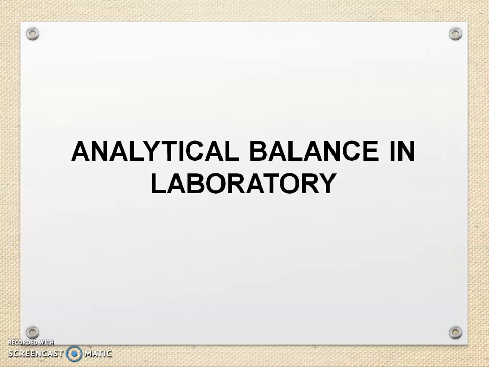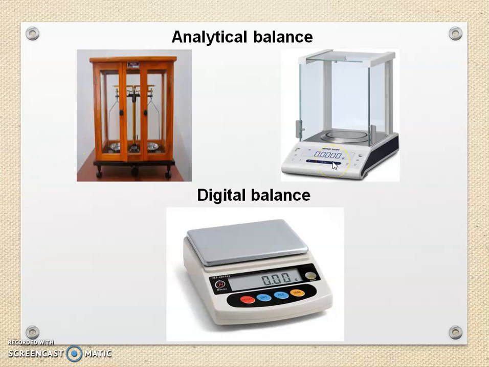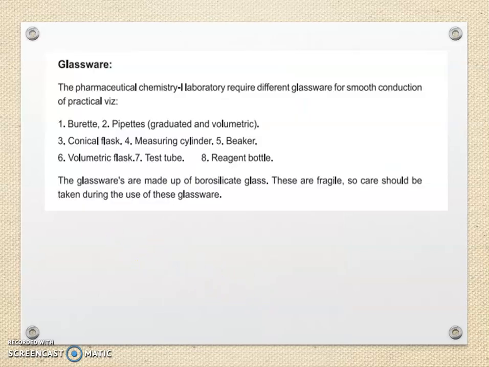Analytical balance in the laboratory. These are the analytical balance and this is the digital balance. Glassware. The pharmaceutical chemistry laboratory requires different glassware for smooth conduction of practicals, that are burette, pipette, graduated and volumetric, conical flask, measuring cylinder, beaker, volumetric flask, test tube and reagent bottle. The glasswares are made of borosilicate glass. These are fragile, so care should be taken during the use of these glasswares.